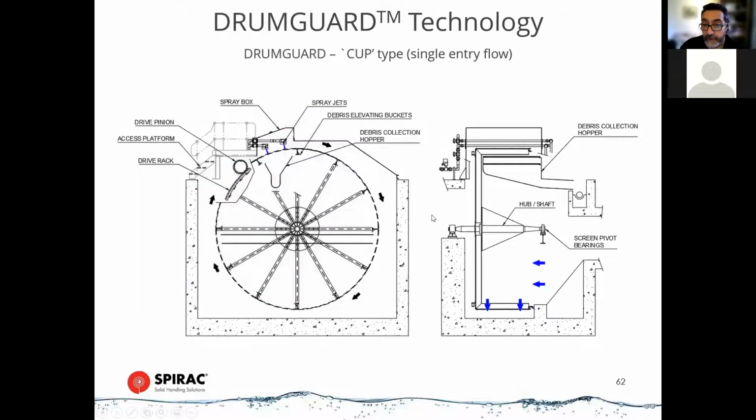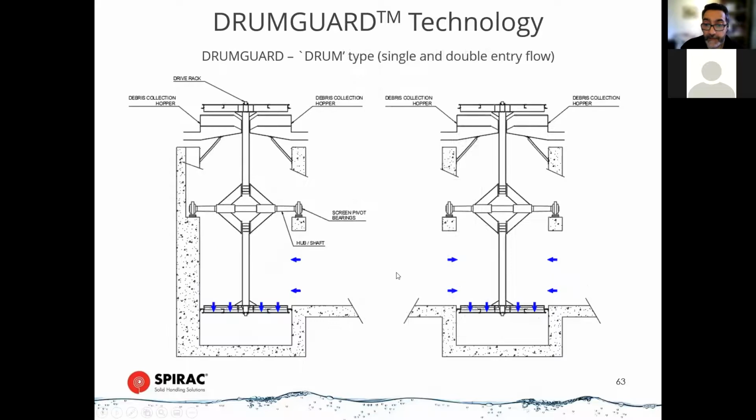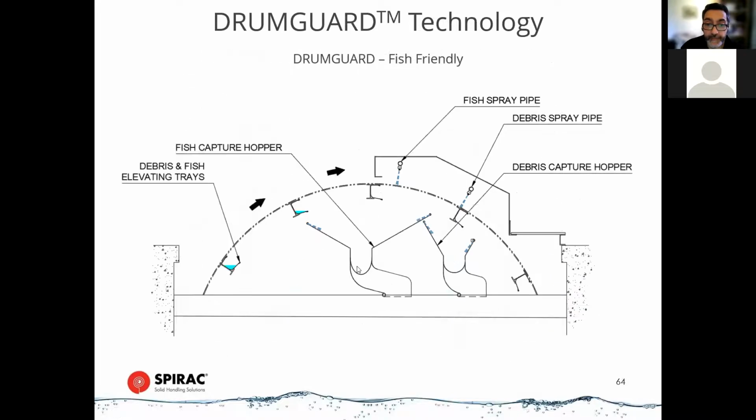So this just shows the kind of elevation here. So you've got the drum guard, the cup type screen, so single entry flow. So the flow comes in here. This is a solid back, and the flow just passes out through the panels at the bottom. And then you've got the dual entry flow again. So that's obviously flow coming from both sides and again down through the bottom there.